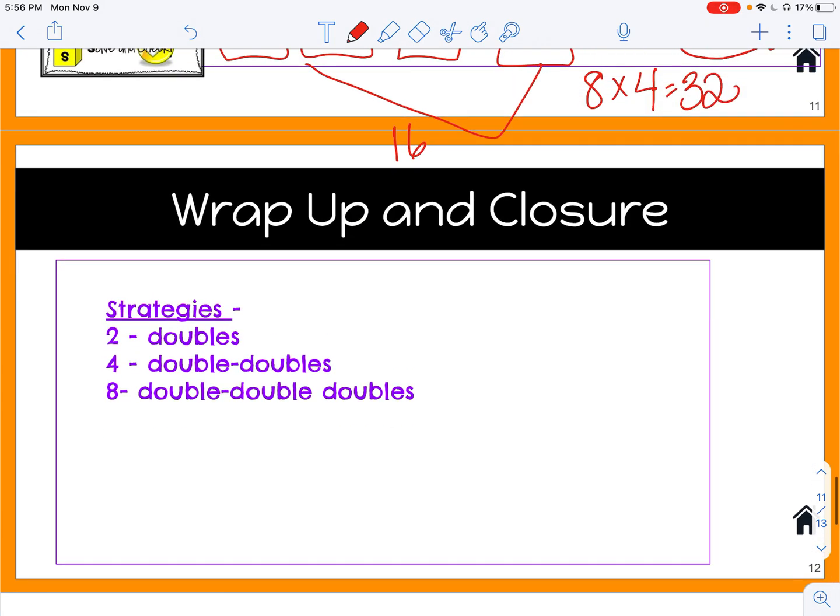So just to wrap up, we talked about the double strategy. Whenever you're multiplying by 2s, you just double the number. We also talked about the double doubles, which is you're going to double your 2s. Then we also talked about the double double doubles, which basically means you are doubling 3 times.